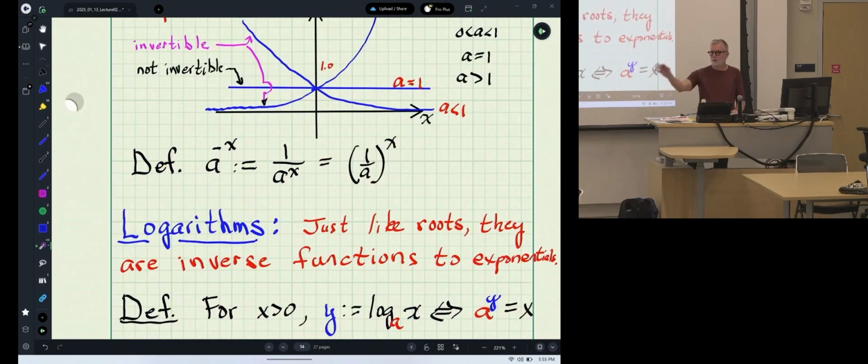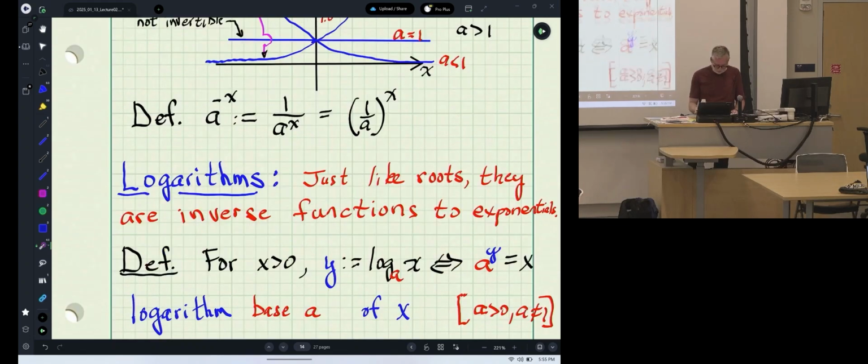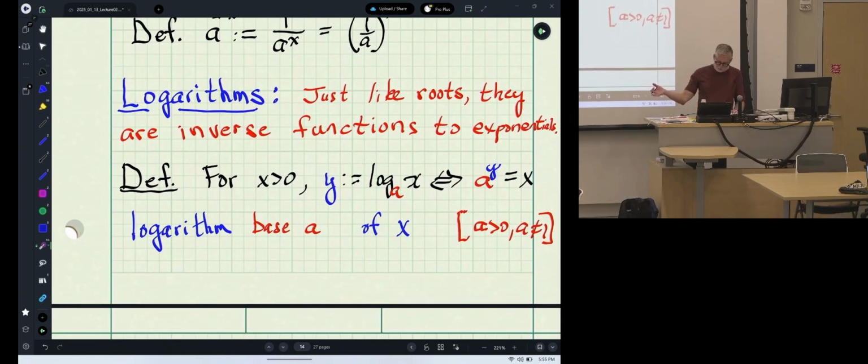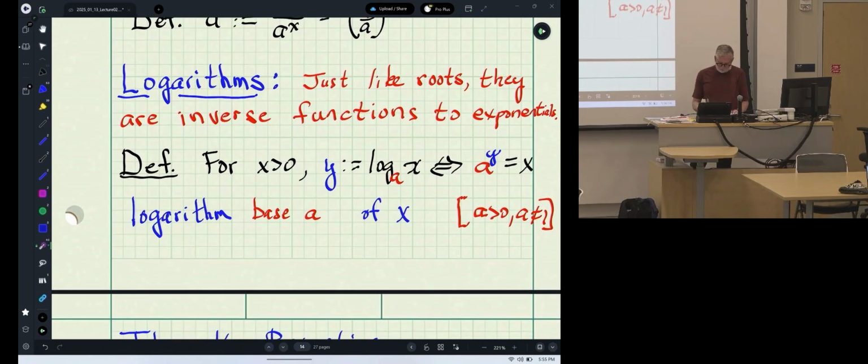So these are things you guys have seen and used. Logarithms are just like roots because they are the inverse functions to exponentials. So if I have a positive x, then y is the logarithm base a of x if and only if a raised to power y gets my x back. So that's how logarithms are defined.